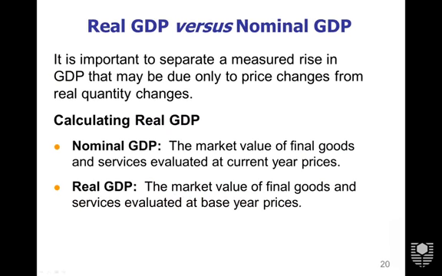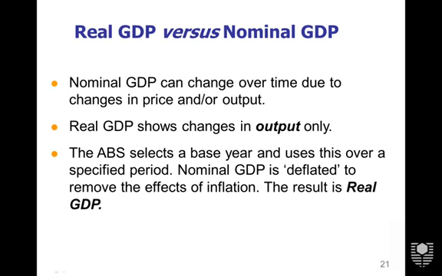Another term is nominal GDP versus real GDP. Nominal GDP is when we're talking about the money value of GDP. That means the market value of final goods and services, evaluated at current year prices. Real GDP, on the other hand, is where we take away the effect of inflation from the definition of GDP. We take one year as the base year and assume that prices have not changed. So we take away the effect of inflation by taking one same base year, and then we see whether GDP has increased or not in real terms.